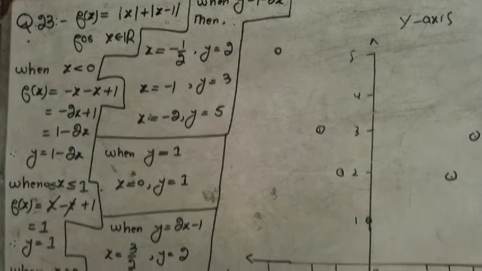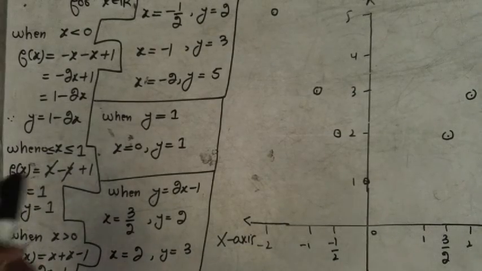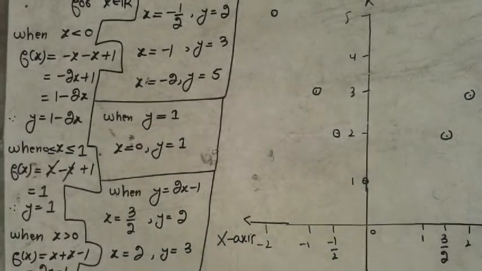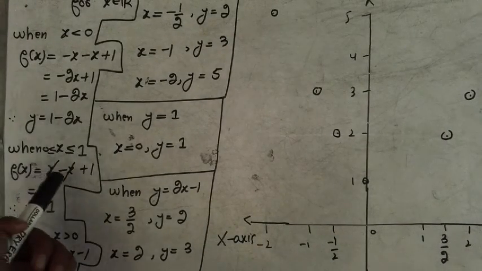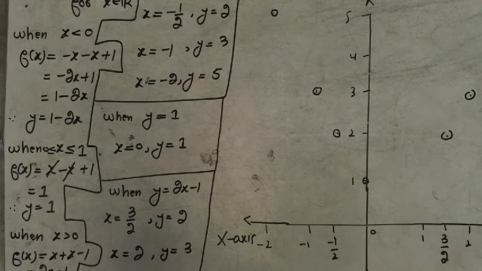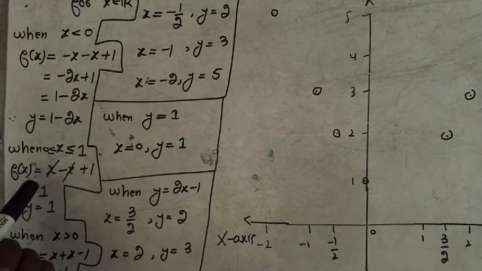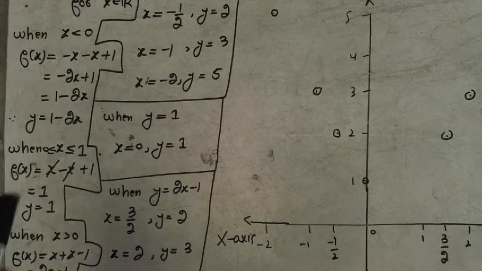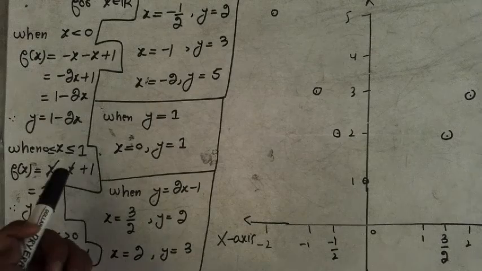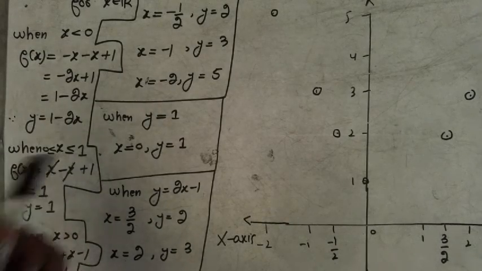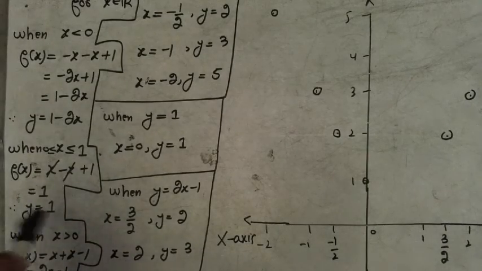So the second condition is when x is greater than or equal to 0 and less than or equal to 1, then we take one value of x as positive and the second value as negative. So the function is f of x equal to x minus x plus 1. We take the first x positive and the second x negative. So positive x and negative x cancel each other, only 1 is left. When f of x is equal to 1, then y is also equal to 1.